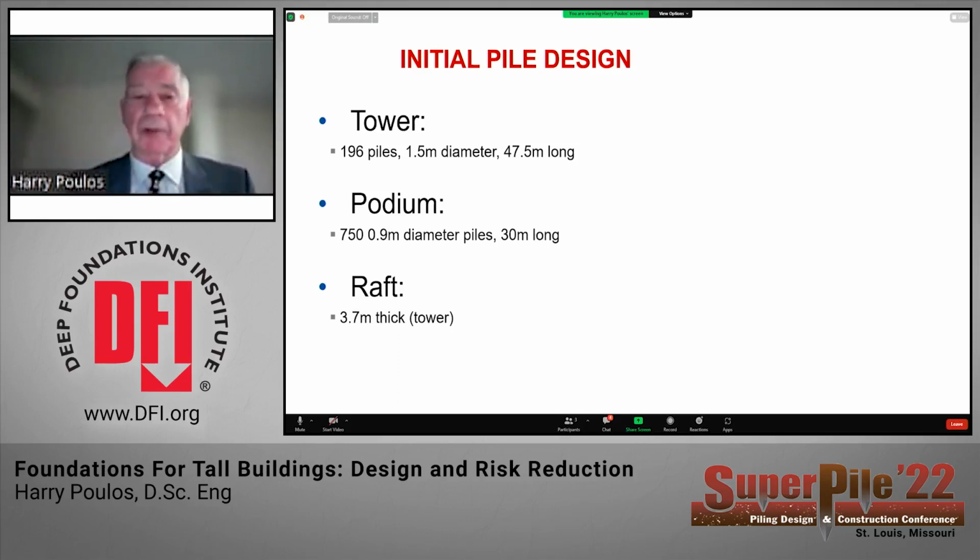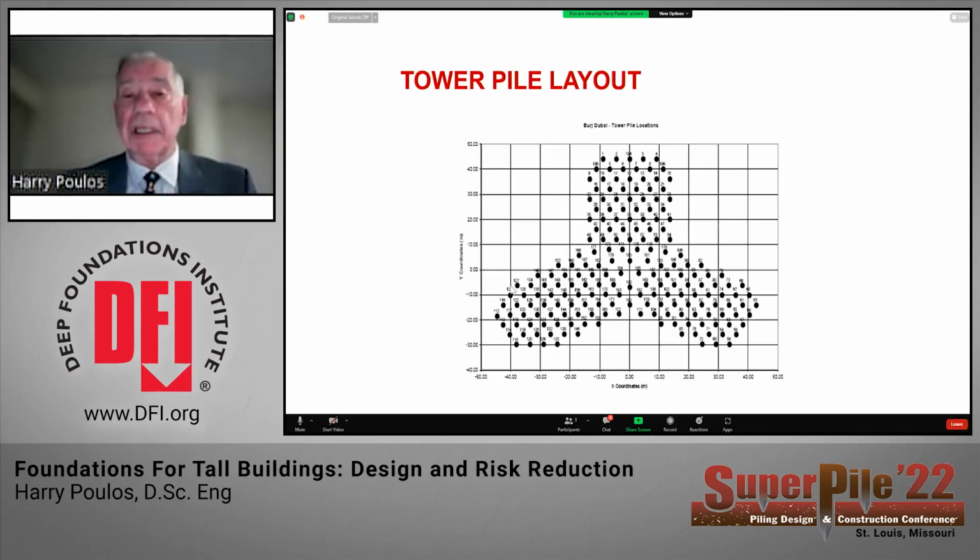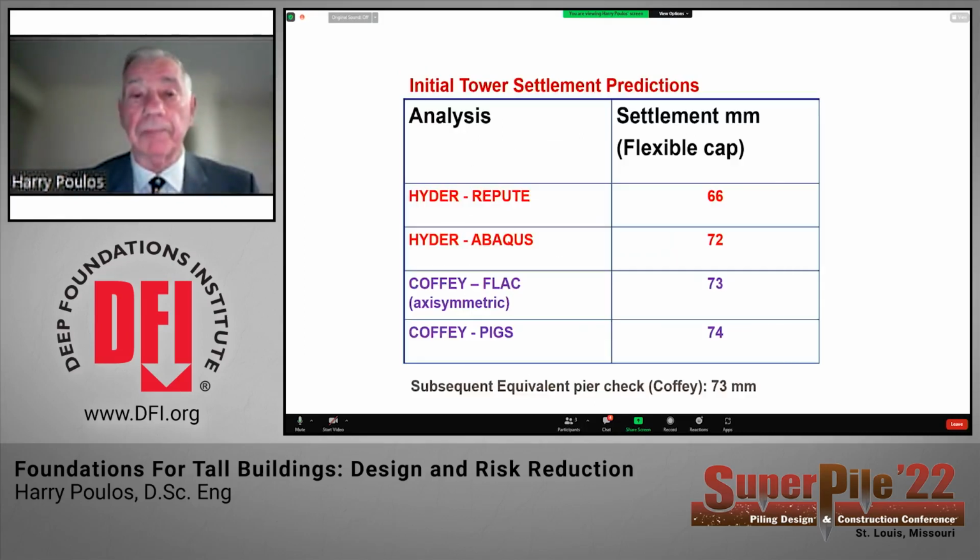The podium, which was a very large area outside the tower, involved the use of 750 piles, 900 millimetre, that's about 3 foot diameter and 30 metres long. And the raft itself was 3.7 metres thick under the tower and somewhat less thick under the podium area. This is the tower layout, and you see it's this sort of 3 legs or 3 arms of the foundation system, and each of these was relatively symmetrical.